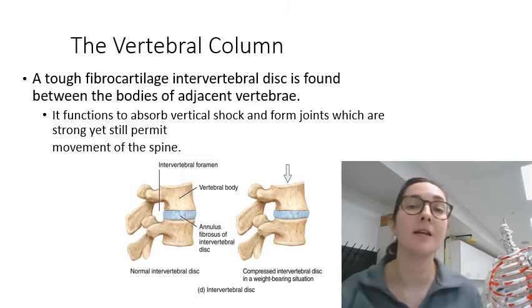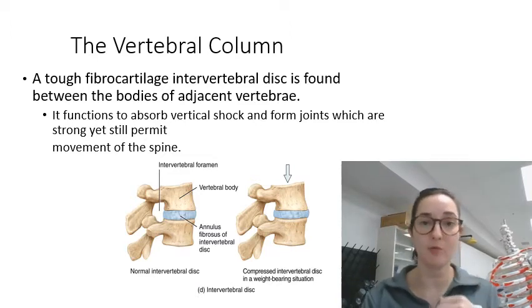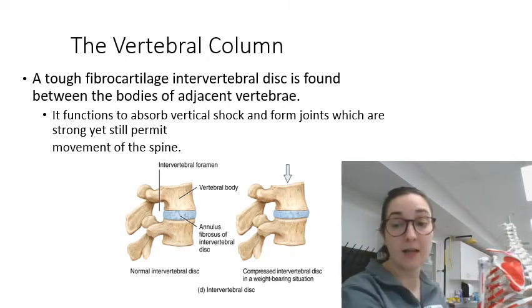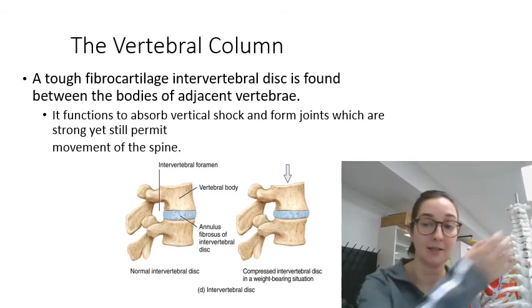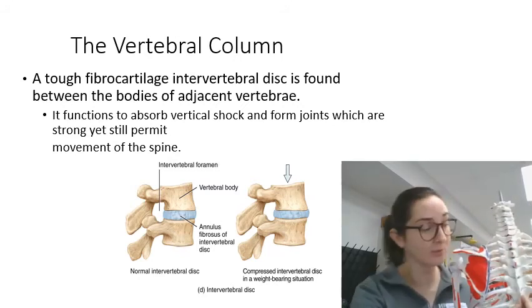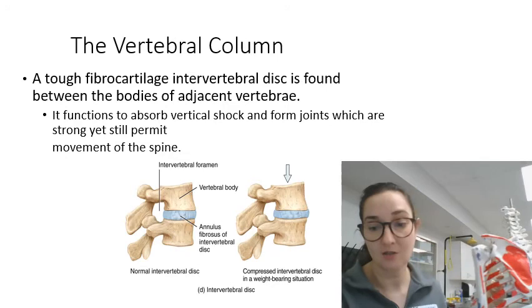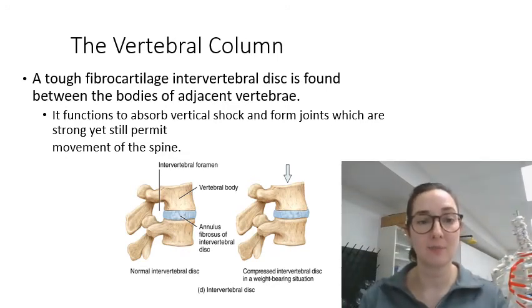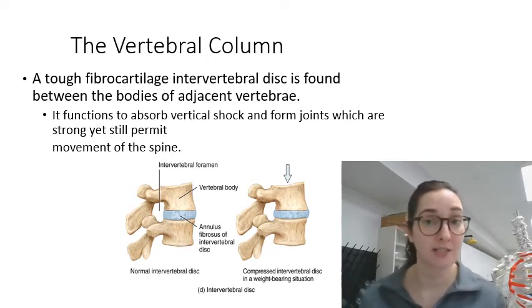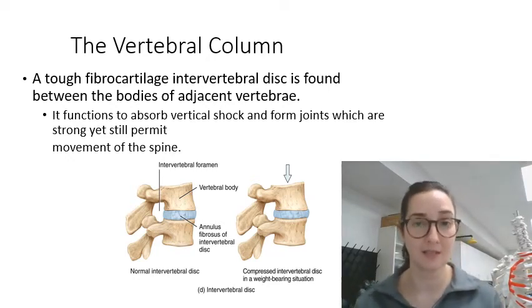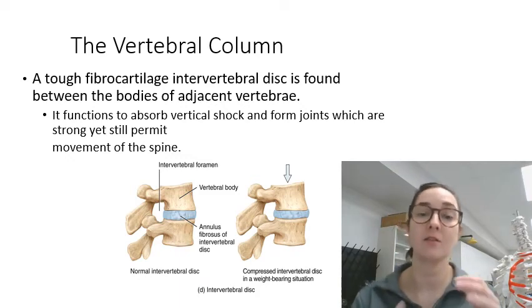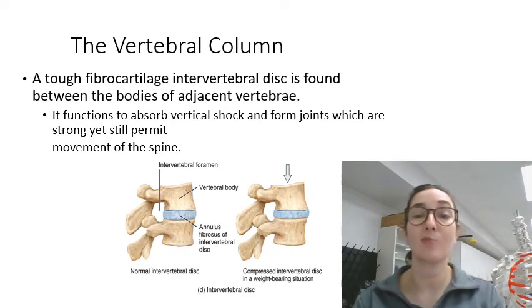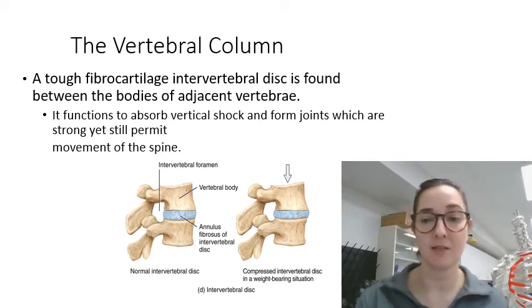Okay. Now, in between those vertebrae, it's not just bone on bone. We've mentioned how your spine itself is carrying a lot of weight, right? The entire weight of your body is held on the spine. So between each one of these vertebrae, you have pads of fibrocartilage, sometimes called intervertebral discs. Those intervertebral discs are thick pads of cartilage that help support the spine and reduce the amount of pressure that's put on each bone, right? So it keeps you standing up.